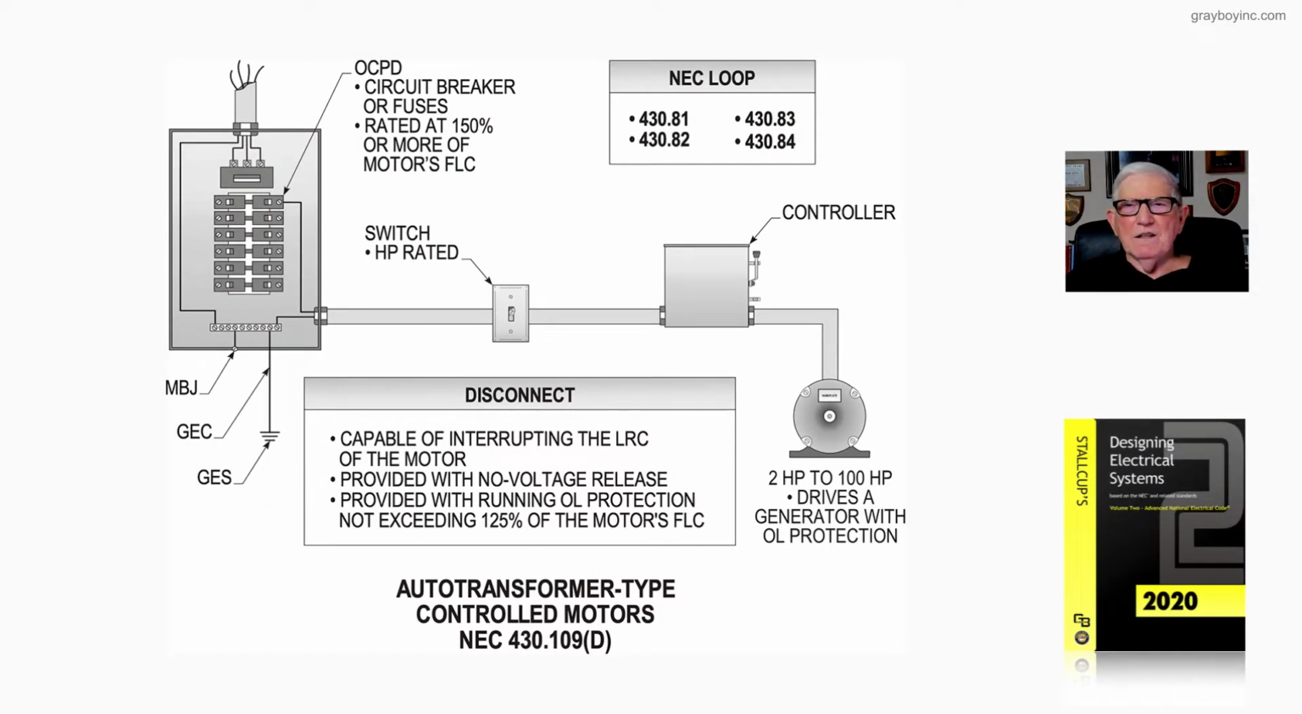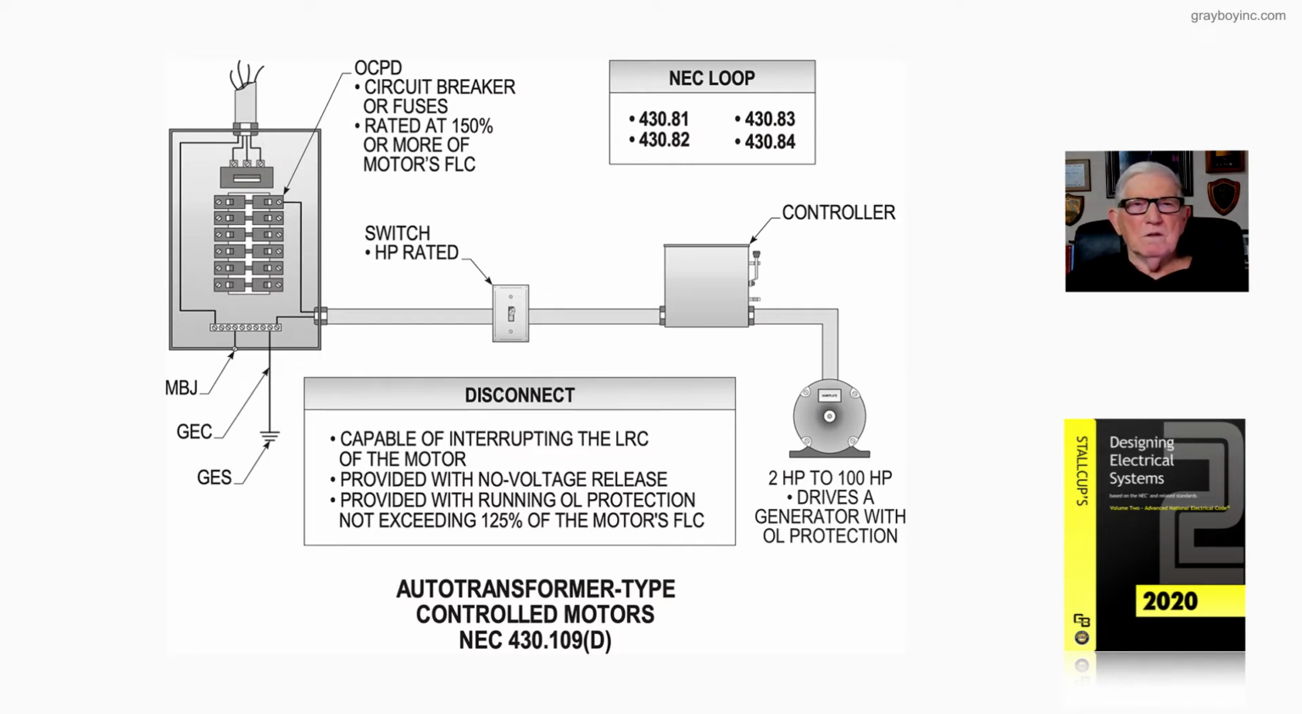Figure 18-44 shows the requirements for a disconnecting means and controller that are used to disconnect and control motors rated 2 horsepower to 100 horsepower. Now notice the overcurrent device in the panel board.